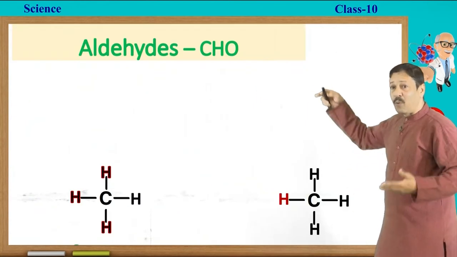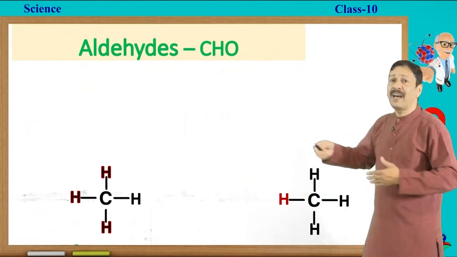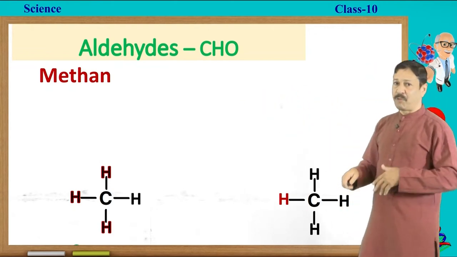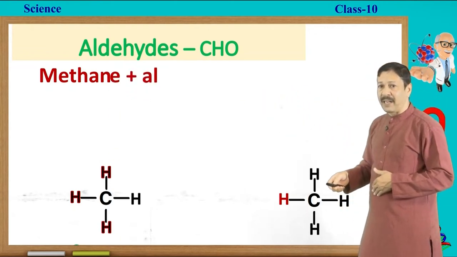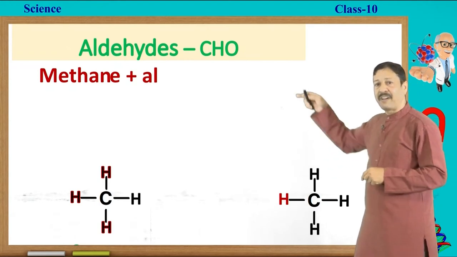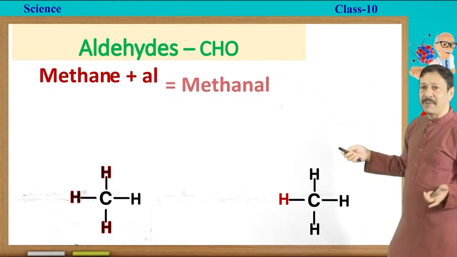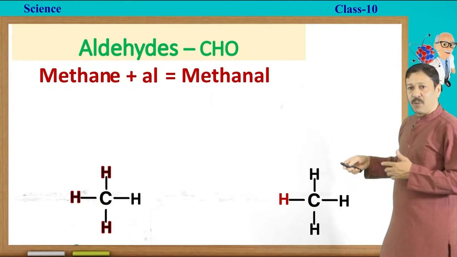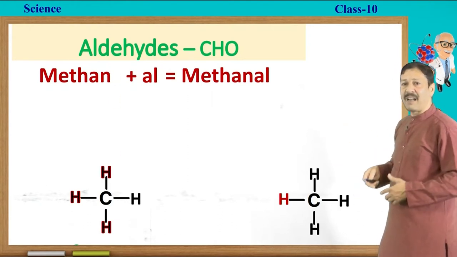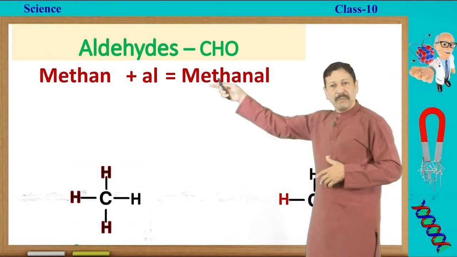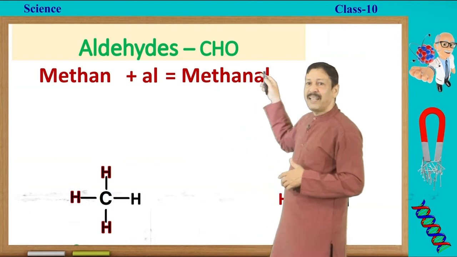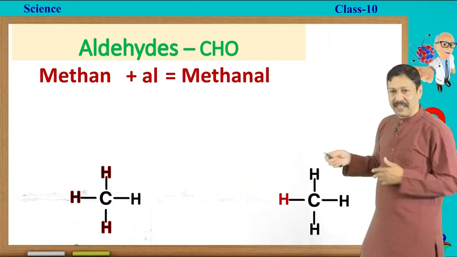Now you are seeing one more functional group, aldehyde. Methane, from which you are removing E and adding AL, then what happens? Methanal. So, structure of methanal, see here, methane, E is removed and AL is attached, methanal. AL means aldehyde.